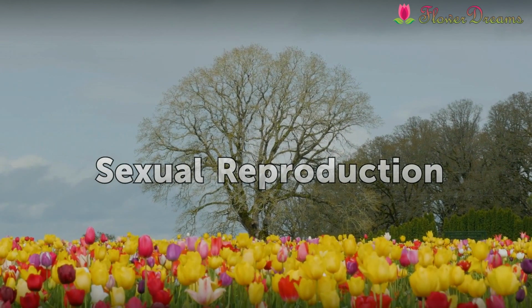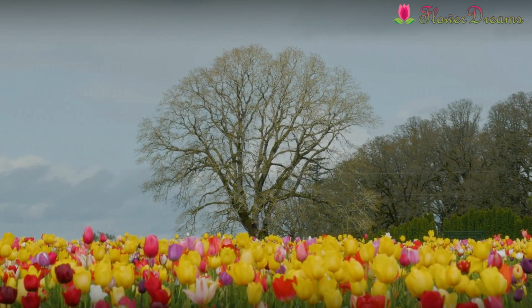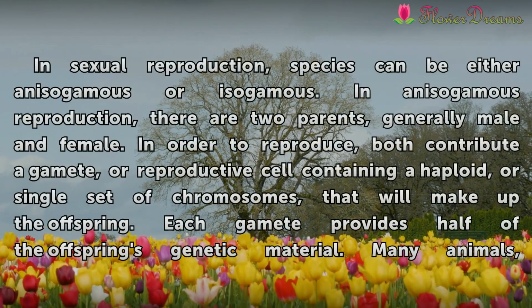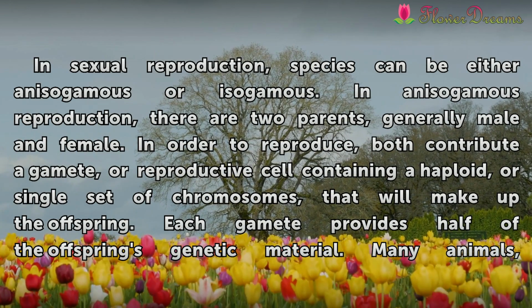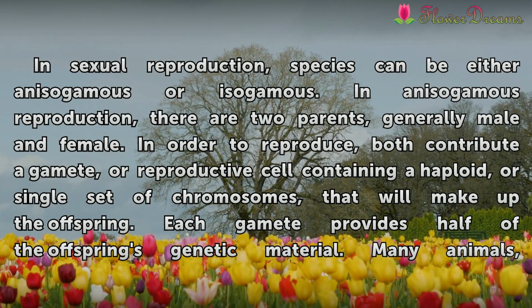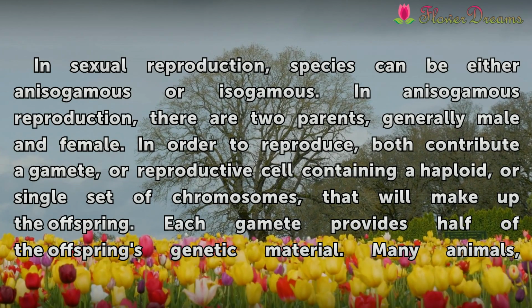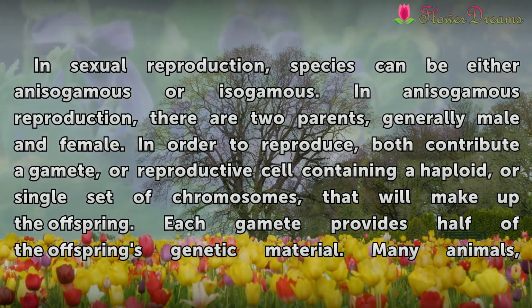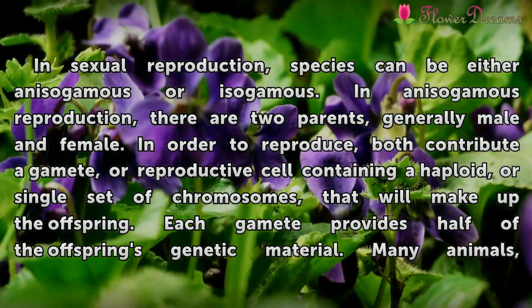Sexual reproduction. In sexual reproduction, species can be either anisogamous or isogamous. In anisogamous reproduction, there are two parents, generally male and female.